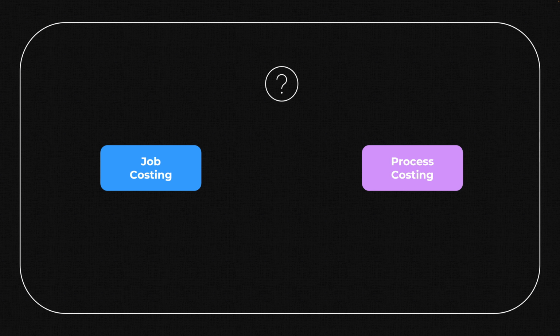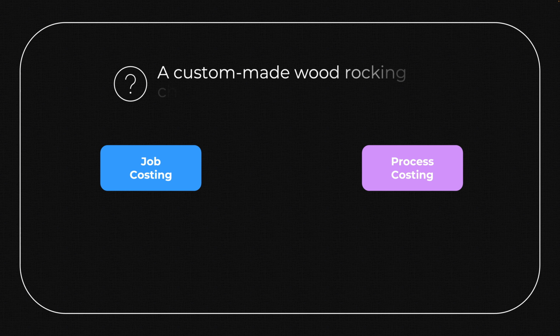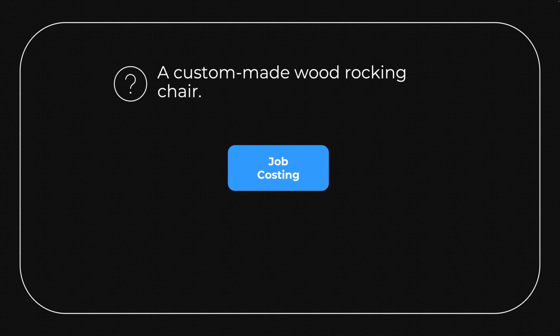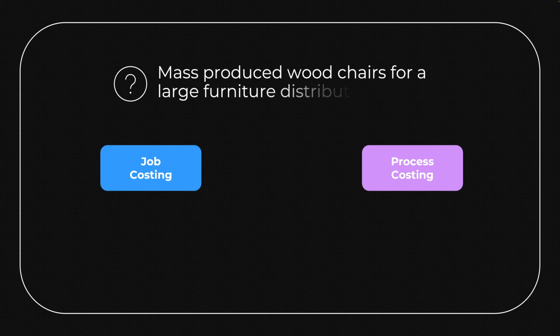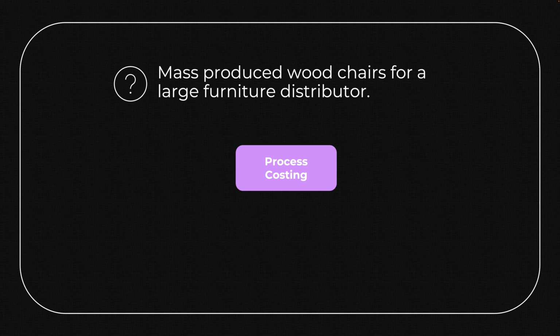Here's the first question. A custom-made wood rocking chair. Is this job costing or process costing? If you said job costing, you would be correct. The next question. Mass-produced wood chairs for a large furniture distributor. Is this job costing or process costing? If you said process costing, you would be correct.